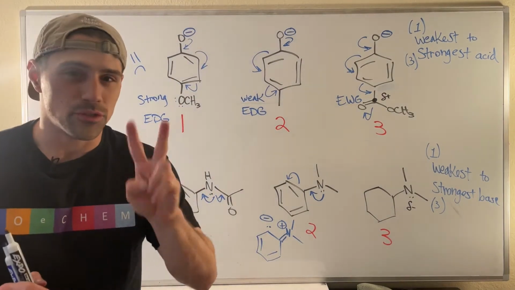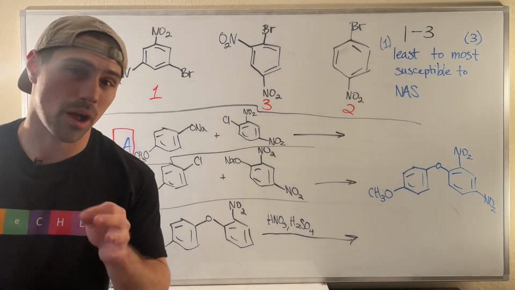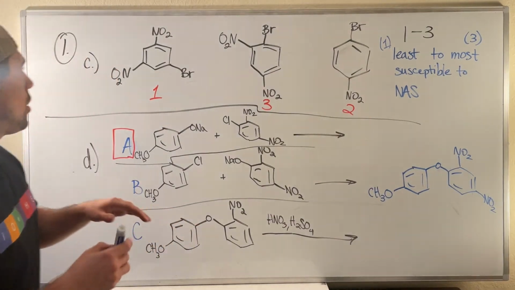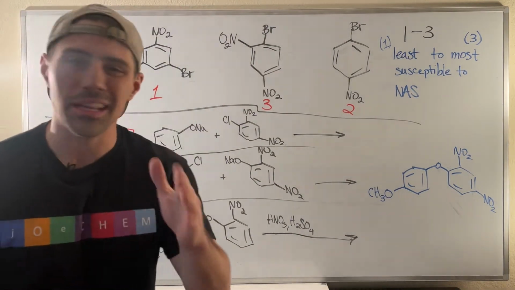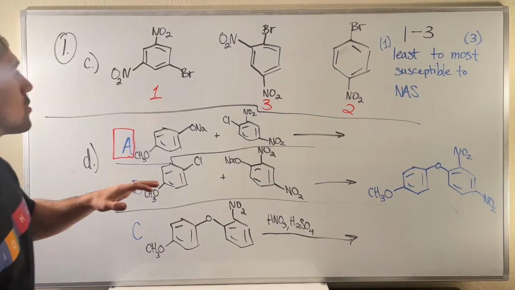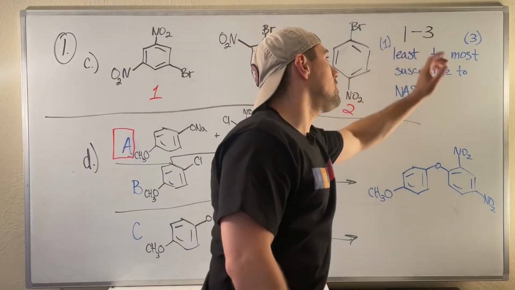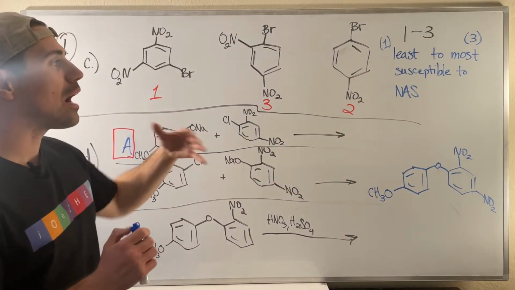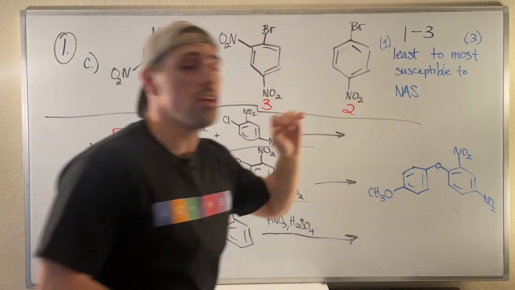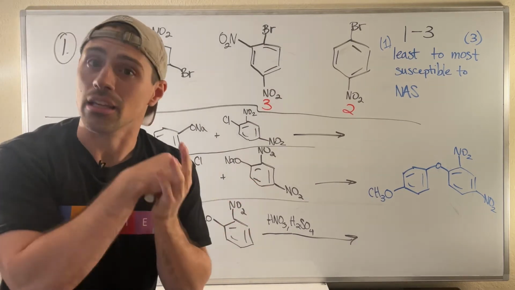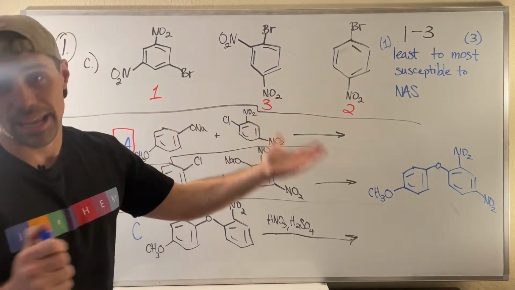Okay, gang, we have 2 more parts to problem 1. Let's keep going. To finish out problem 1, we have parts C and D. Starting with C, we have one more ranking question. Again, we need to rank from 1 to 3, 1 being the least, 3 being the most. And what we're ranking here is how susceptible these structures are to nucleophilic aromatic substitution, so a nucleophile coming in and attacking a benzene ring.